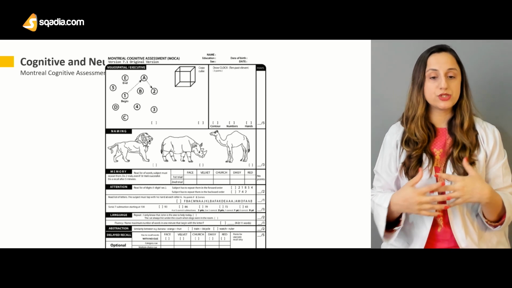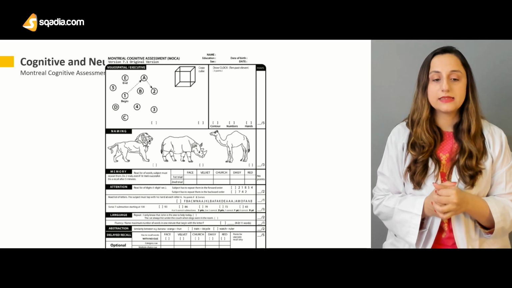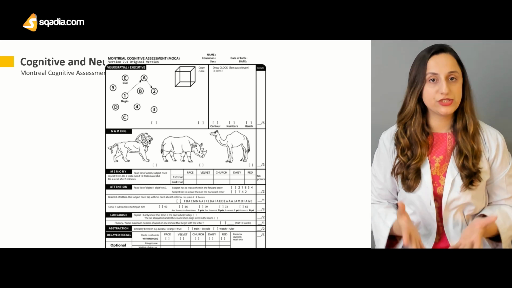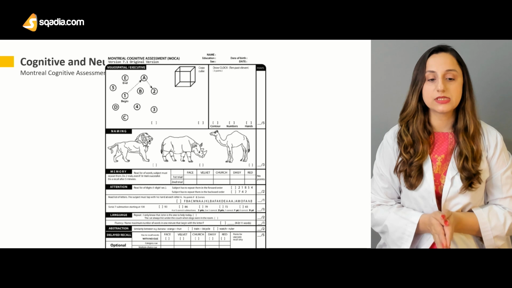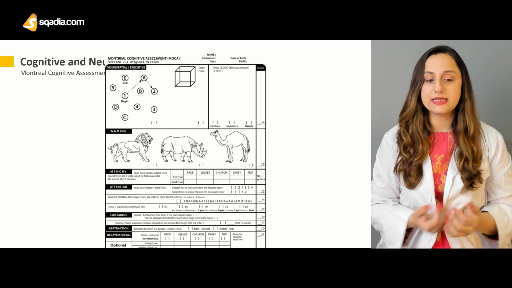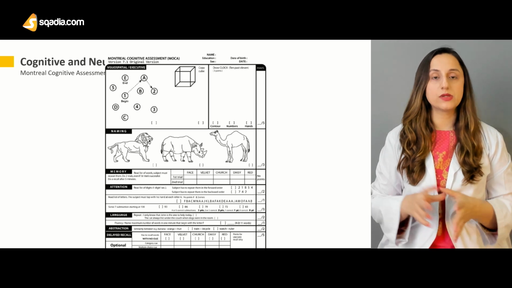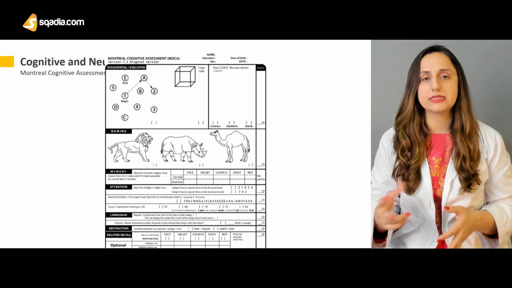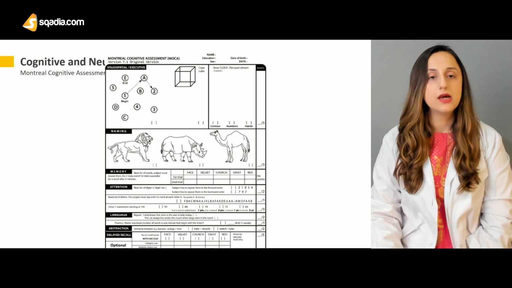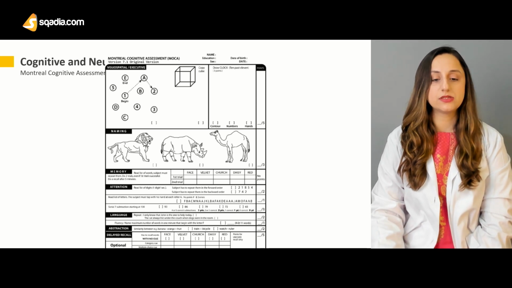You ask the person to read the digits, and you can check for the language deficits when you ask the patient for the fluency or naming the maximum number of words in 1 minute that begin with a specific letter, for instance, F or G, or whichever letter you mention to the patient.